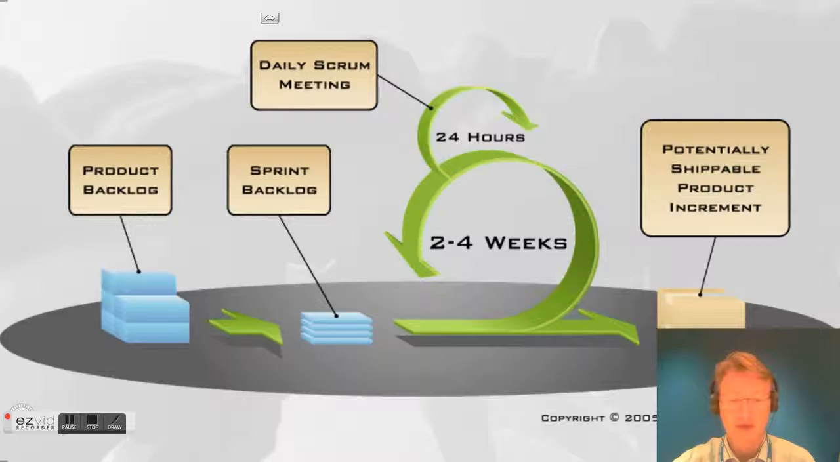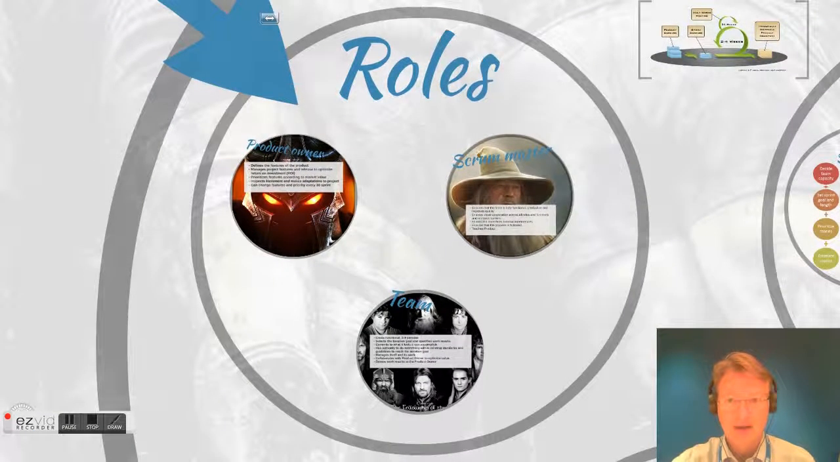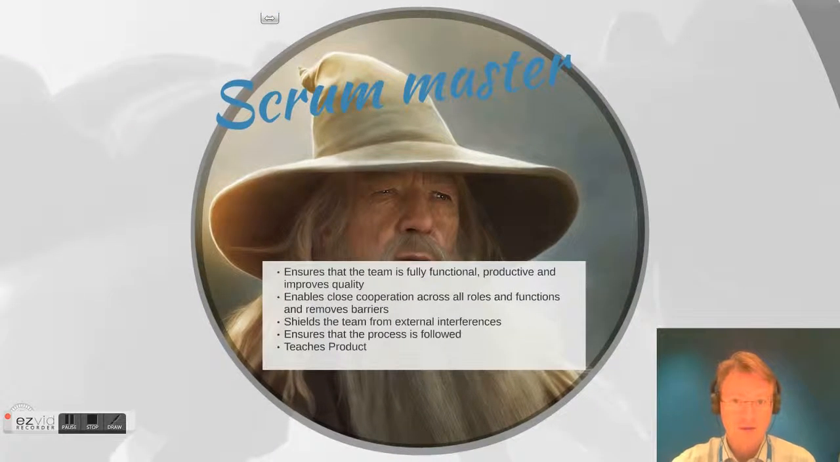So first off, we have what's called the Scrum Master. This person is quite important. It's like servant leadership. His main role is to make sure that the team is fully functional, that they can work together, he needs to shield them from external influence and to remove any impediments or barriers.